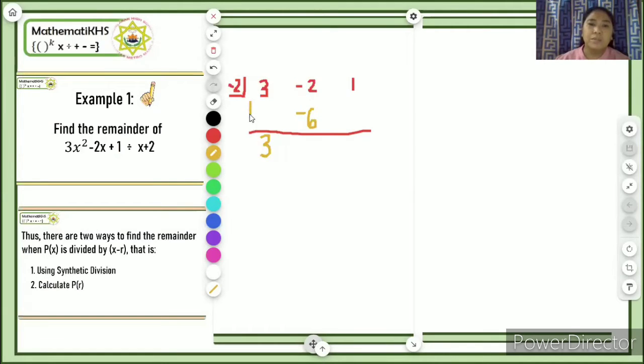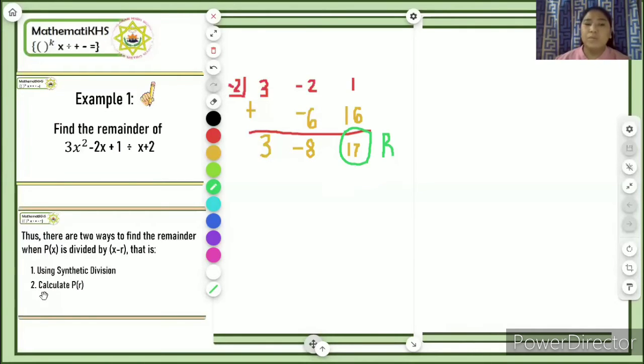Then we're going to proceed to addition. Since pareho sila ng sign, we're going to add them, then copy the same sign, yung negative. So negative 2 plus negative 6 will be negative 8. Then ulitin natin yung process: negative 8 multiplied by negative 2 must be positive, so positive 16. Then add 1 plus 16, which is equivalent to positive 17. Ibig sabihin yan, class, positive 17 ang ating remainder since siya yung last numerical coefficient.